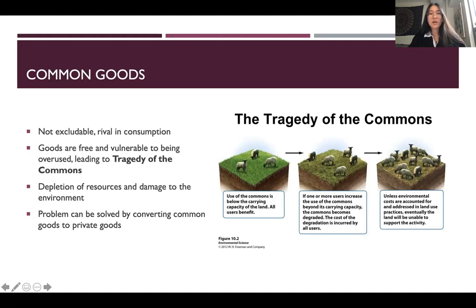Now, another type of good is the common good, which is not excludable, but rival in consumption. And so since these goods are free, they're vulnerable to being overused, leading to the tragedy of the commons. So as you can see from the diagram on the right, if a common good is reaching its maximum carrying capacity, then it could lead to the depletion of resources and a negative impact on the environment. And this problem can be solved by converting the common good into a private good by, again, adding a price tag to it and making it excludable.